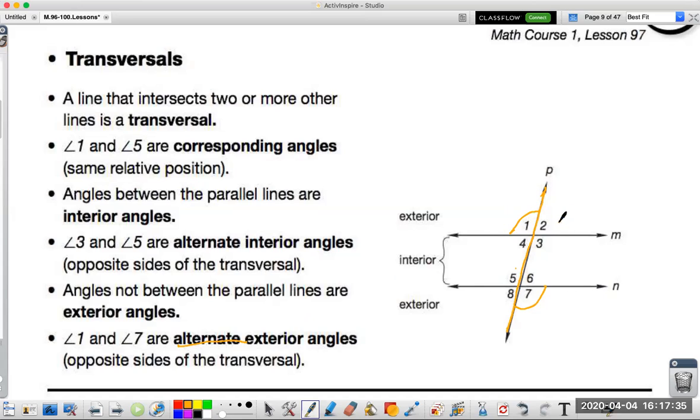Well, the alternate exterior, they're this one. It's not the one just on the opposite side, because these are angle 1 equals angle 7. That's what we're going to notice here. This alternate exterior means I have to jump over, and those two are equal to each other.